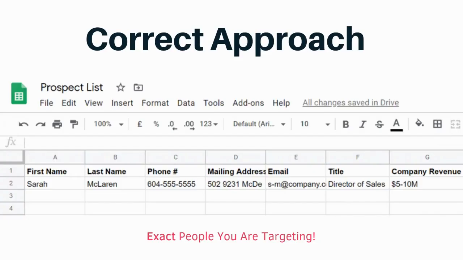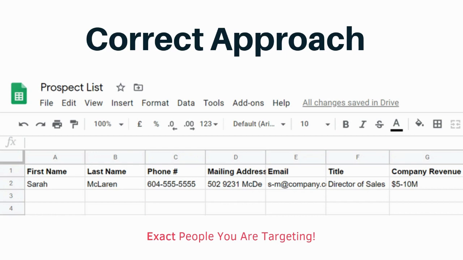Here's the best approach. You have a spreadsheet like this one I created using Google Sheets. You see the name of an actual person, her phone number, her mailing address, her email, her title, and details about her company like revenue. This is the key to acquiring new customers.